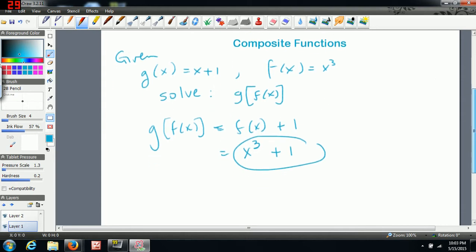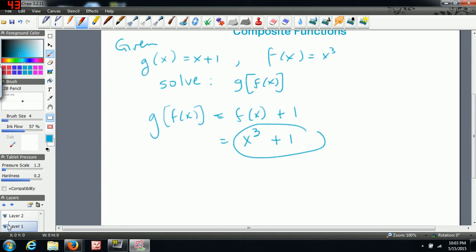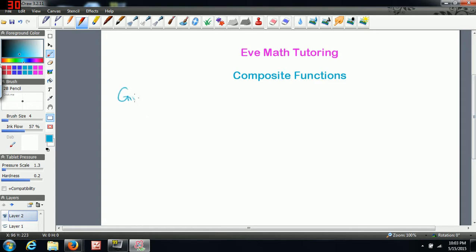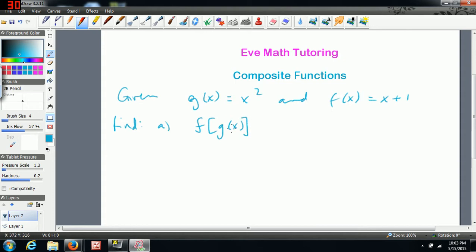Now I'm gonna do a few more examples. Now say you're given g of x equals x squared and f of x equals x plus 1. And we're going to find a whole bunch of different things. So let's start off with the first one. So let's start off with f evaluated at g of x. Let's start off with that first. Okay, so we're going to solve that first.